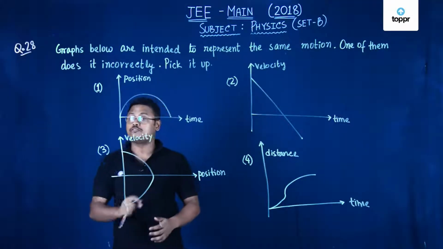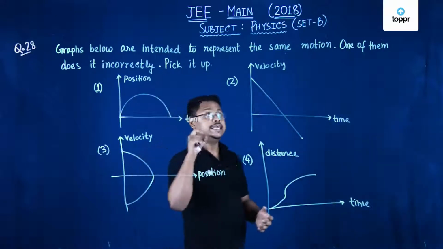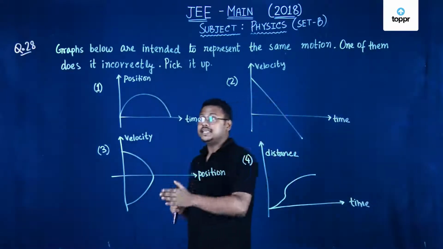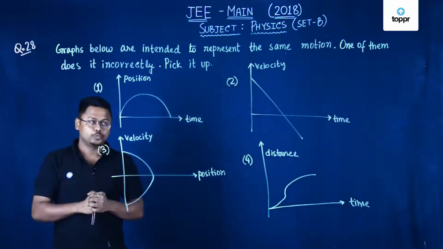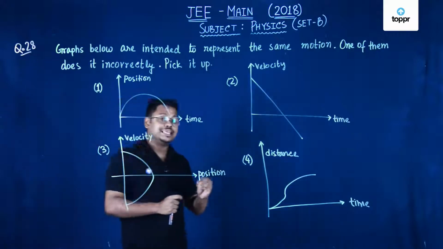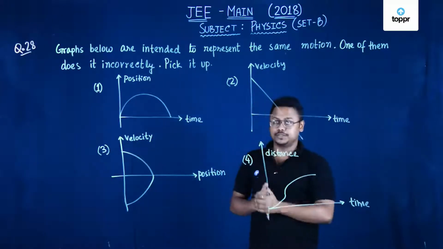Now we are going to solve question number 28. Here it's given that the graphs below are intended to represent the same motion. One of them does it incorrectly. Pick it up. So there are 4 different graphs given. You have to find which graph is incorrect, and all 4 should represent the same motion.